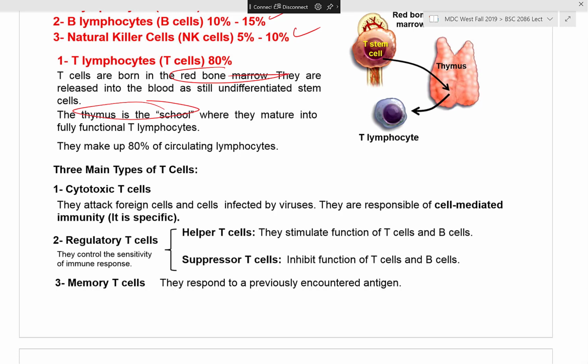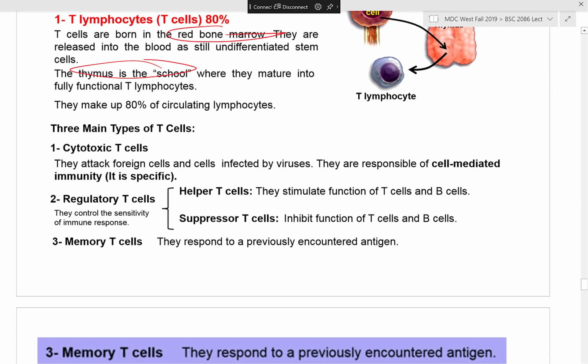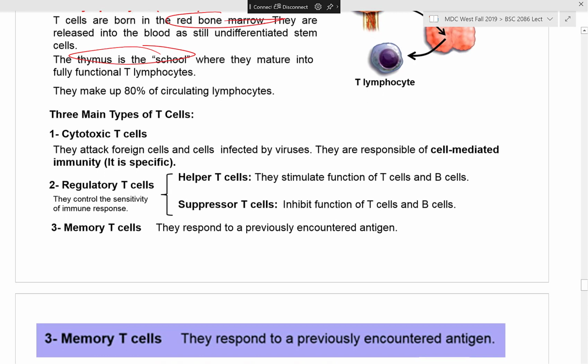If you don't become immunocompetent, what do you get? You get death. That's what you get. If you don't mature the way you're supposed to, the body's going to kill you. Okay? So overall, they make up about 80%, right? Now, there are three main types of T cells. We have the cytotoxic T cells, and the regulatory cells, which are the helpers or suppressors. So T helpers and T suppressors regulate the functions of other cells.